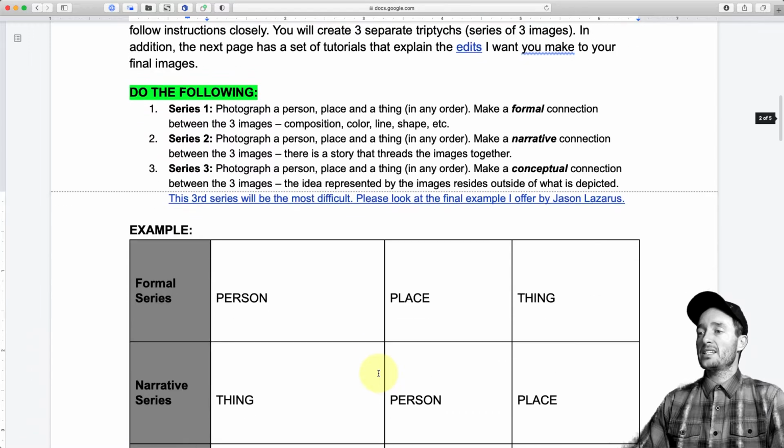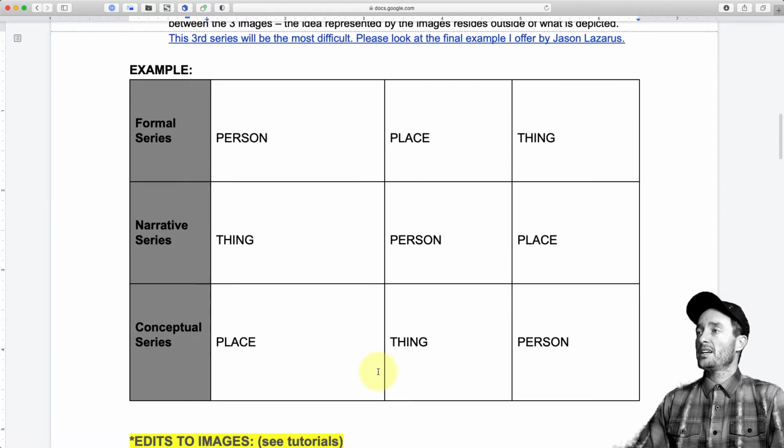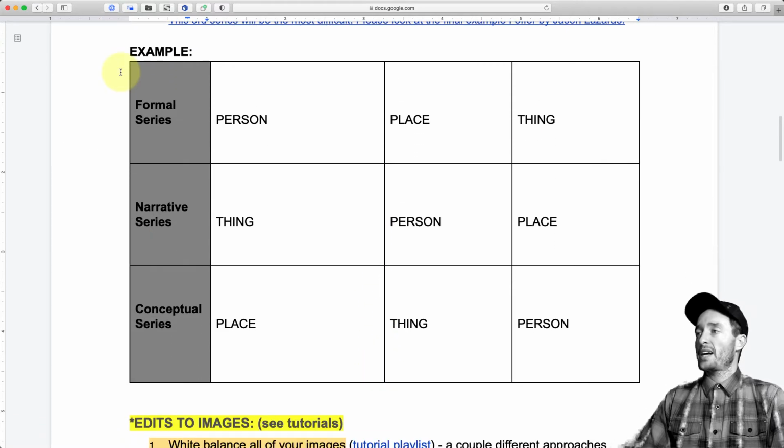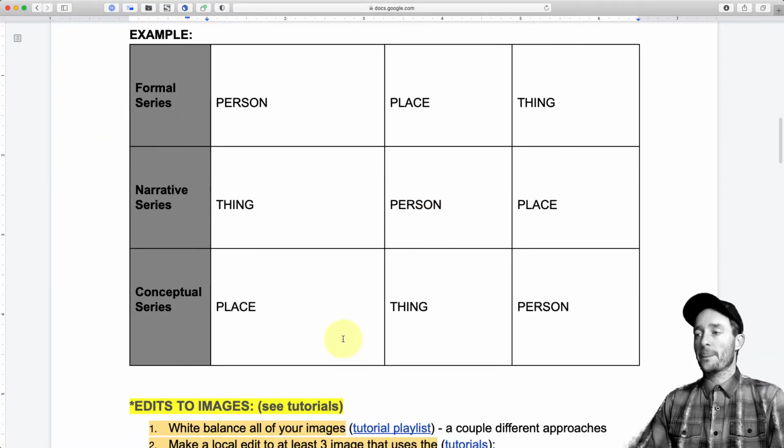I also made a table or a graph showing you how this would look. So your formal series, person, place, thing, is 3 images, 1, 2, 3, 1, 2, 3. That gives us a total of 9 images, but in 3 different series.